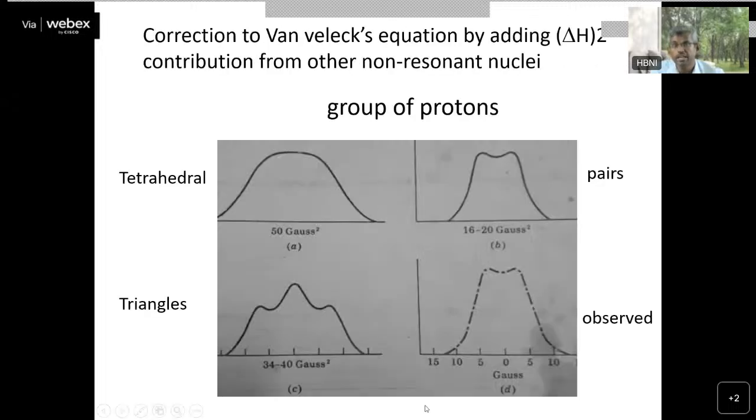So you can see the line shape changes now. Depending upon the line width, the tetrahedral configuration will have this type of line width, and if it is pairs, we have this one. And triangles have a different type of line shape, triangular arrangement of protons. So this aspect we will discuss maybe later, or we may not discuss it in the course. If time permits, we will discuss it at the end of this course.